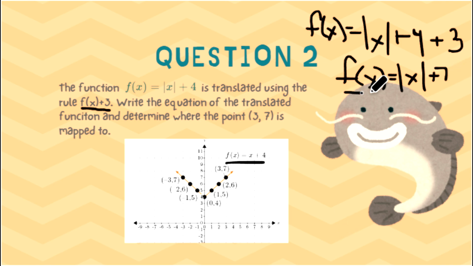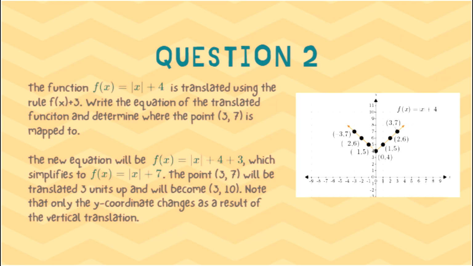So everything is getting translated up 7. We already did 4, so in my brain that means we go up 3 more. 1, 2, 3. Okay, so that means that this point (3, 7) is now going to be (3, 10). Let's see if I'm right. So the new equation is correct, and (3, 7) will become (3, 10). Only the y-coordinate changes. You don't mess with the x-coordinate because it's not shifting side to side. It's only shifting up and down.